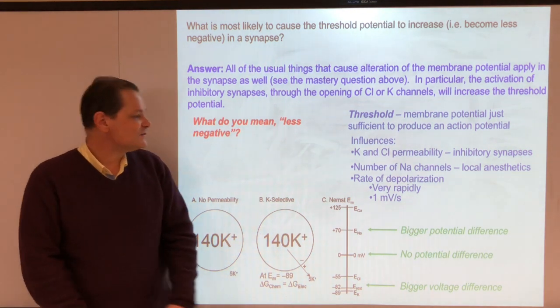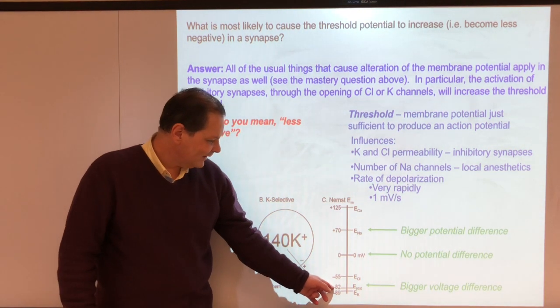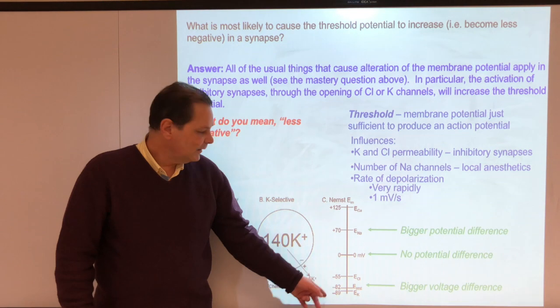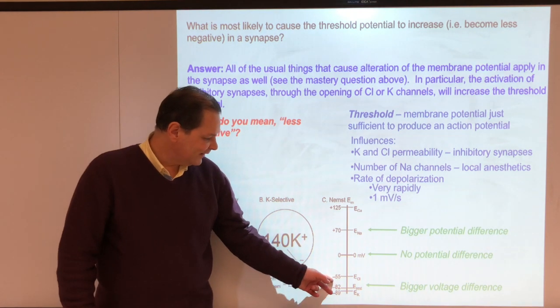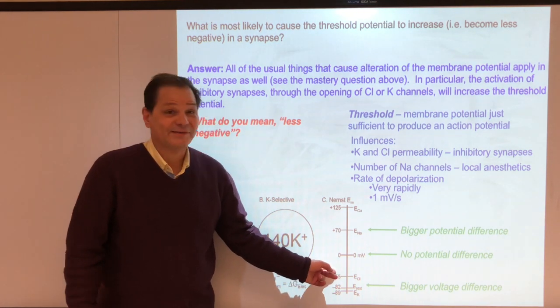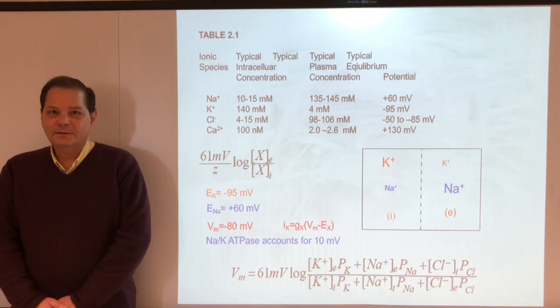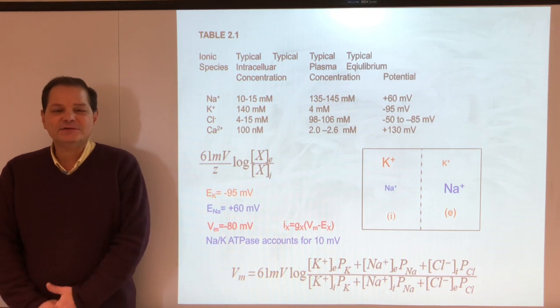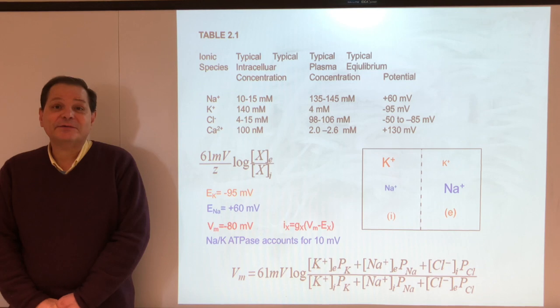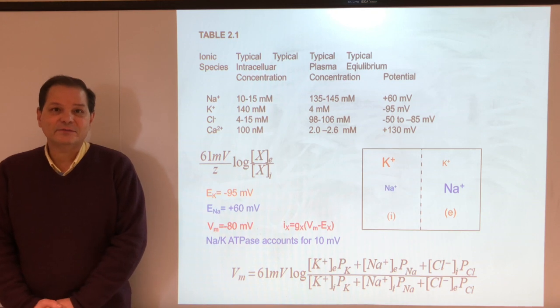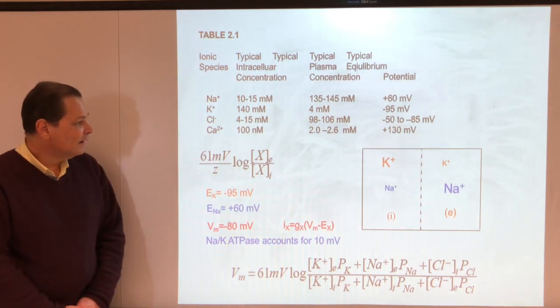An increase in the threshold potential typically means that you've gone less negative. And you should know that less negative just means that it's not as negative as it was before. It's closer to 0, okay? So some of you may have been confused by my explanation of why opening chloride channels makes the threshold potential less negative, or increases the threshold potential.